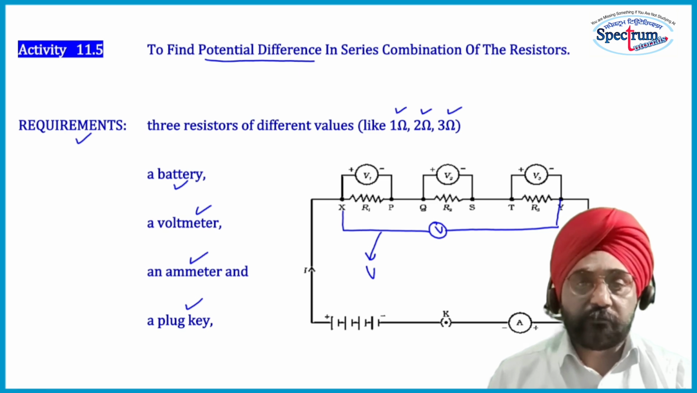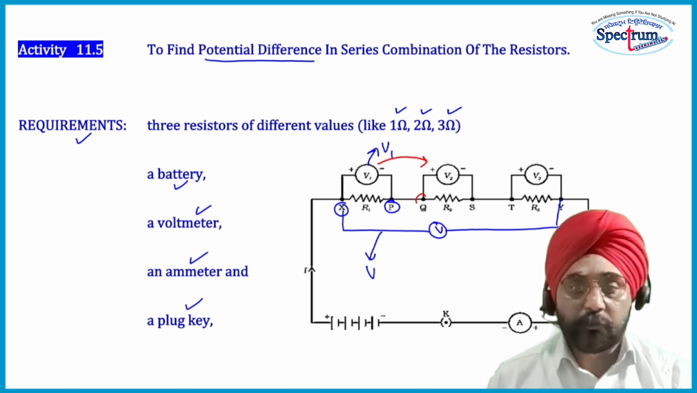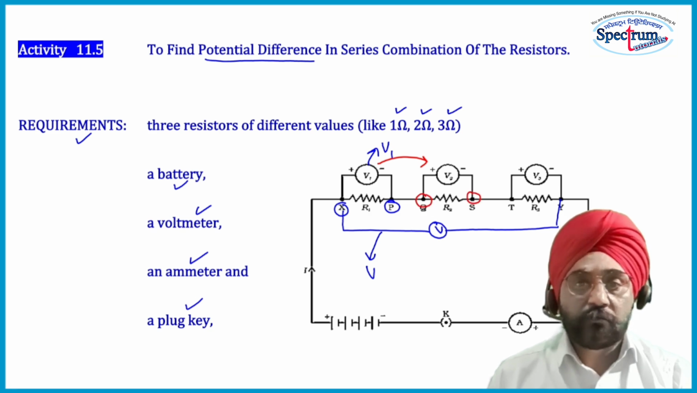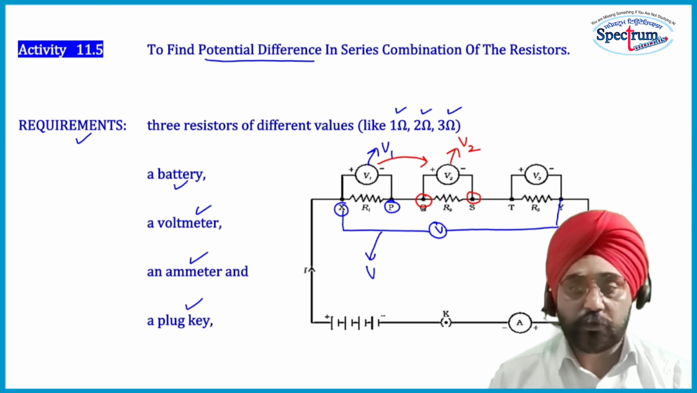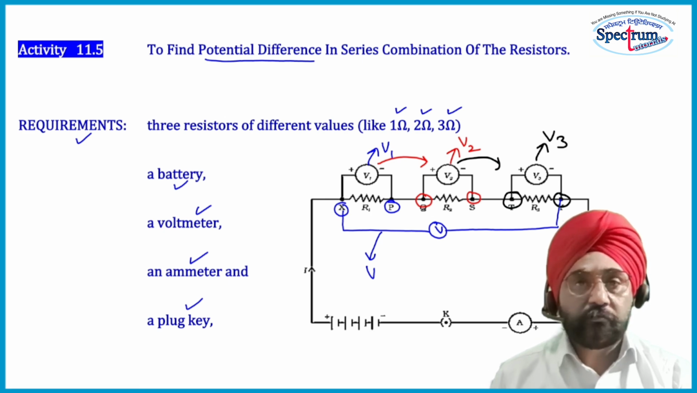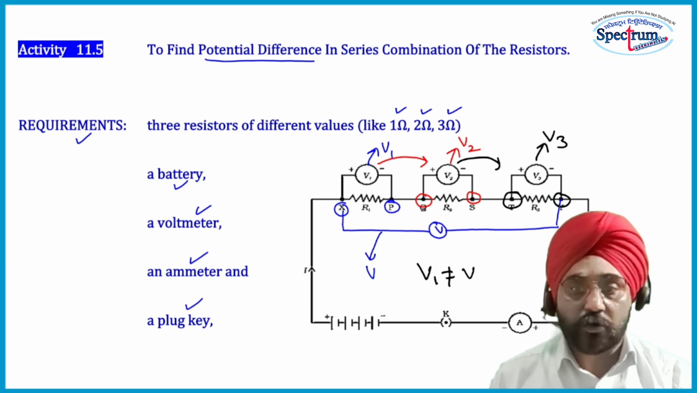Then we connect the voltmeter across the points X and P and we note down the reading. Let this reading of voltmeter be V1. Then we connect this voltmeter between the points Q and S. We note down the reading of voltmeter. Let the reading now be V2. Again, we connect this voltmeter across points P and Y and note down the reading. Let it be V3. So what we observe is that V1 is not equal to V2 is not equal to V3.